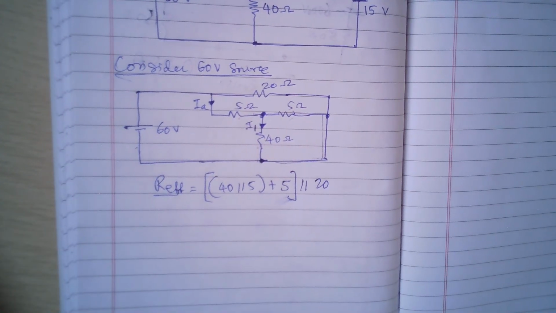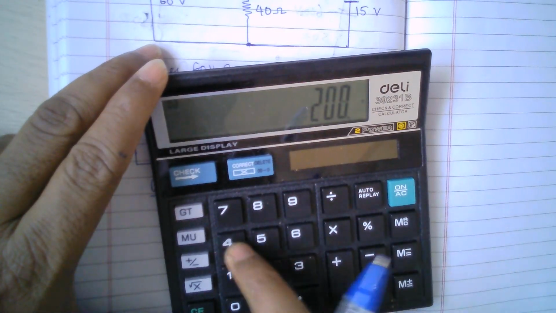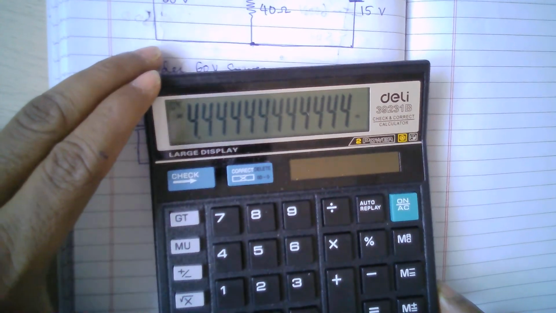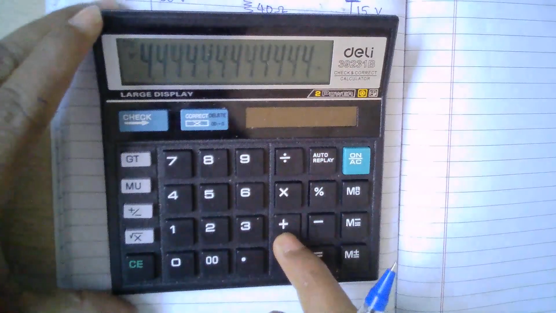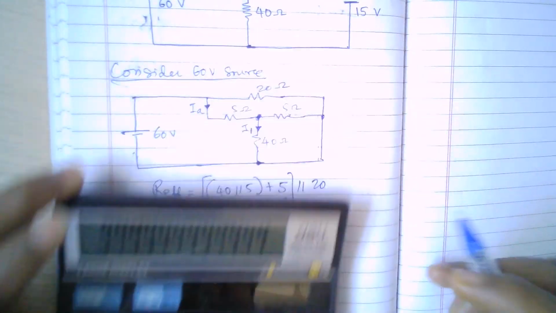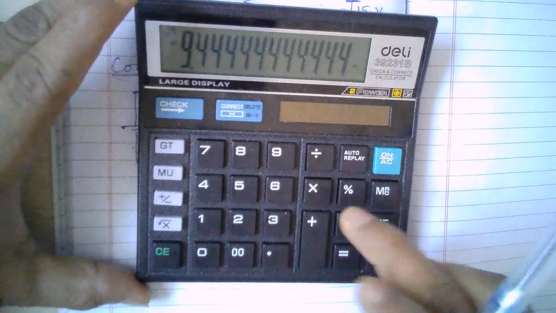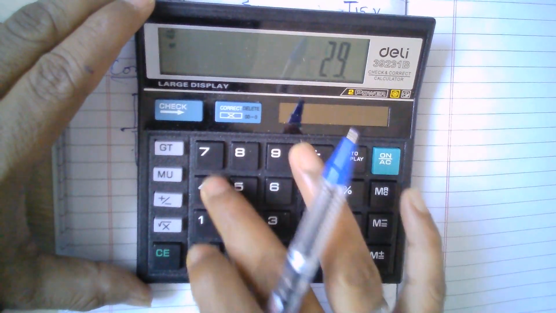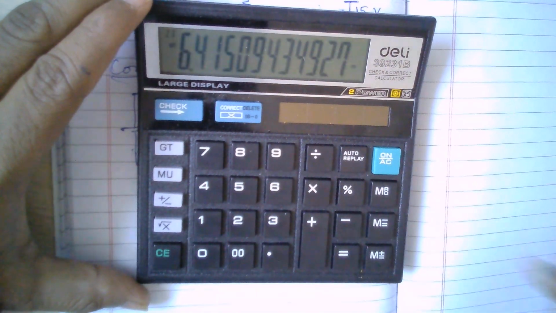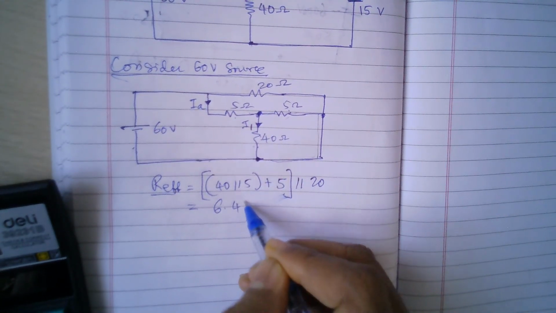So what is 40 parallel 5? Okay, so that is 40 into 5 divided by 45. So I'm getting 4.4444. Okay, so that is this one. To that I will add 5. Okay, so plus 5 will be 9.44, and this 9.44 is in parallel with 20. So this one I'll multiply with 20 and then divide by 29.444444, and so on. Okay. So now I am getting the total resistance 6.415. So the effective resistance is 6.415 ohms.